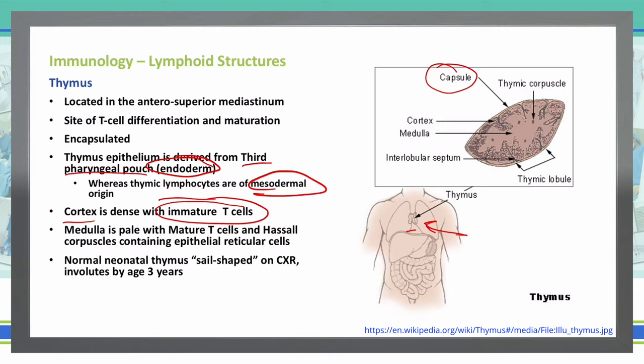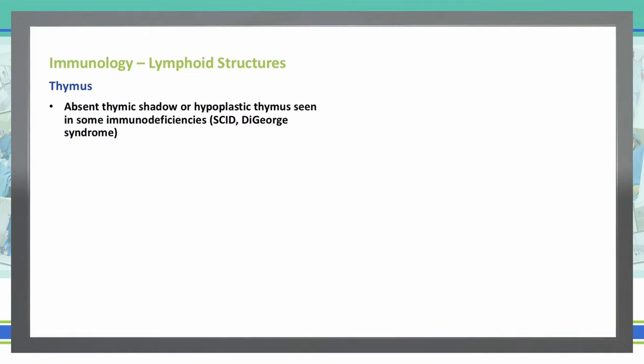Something to help you remember T cells and B cells: our T cells are from the thymus. So remember, the thymus makes T cells and the bone marrow makes the B cells. Continue on discussing the thymus. The thymus will often be absent. You won't have that thymic shadow, or you may have a hypoplastic thymus in some immunodeficiencies. The ones that come to mind right off the top of your head should be SCID and DiGeorge syndrome for an absent thymus or absent thymic shadow.